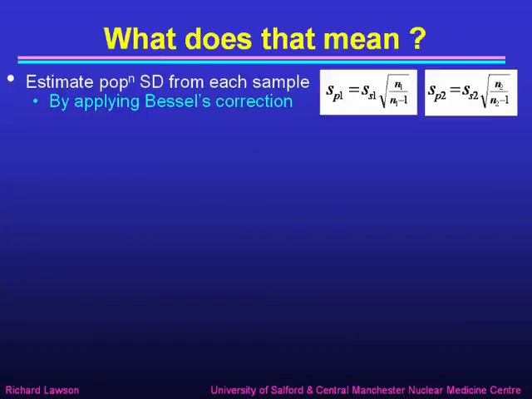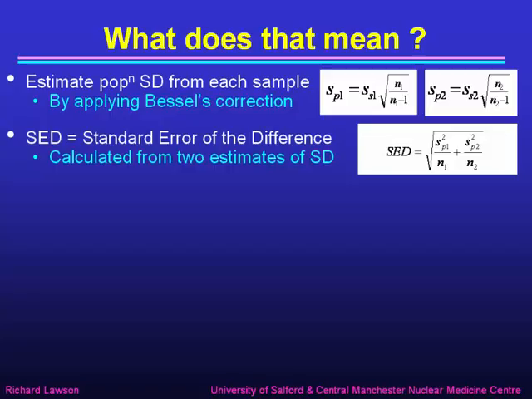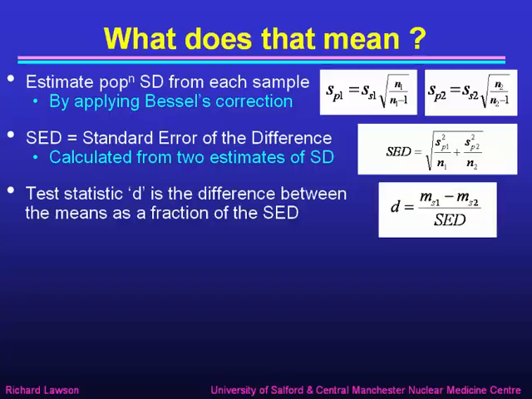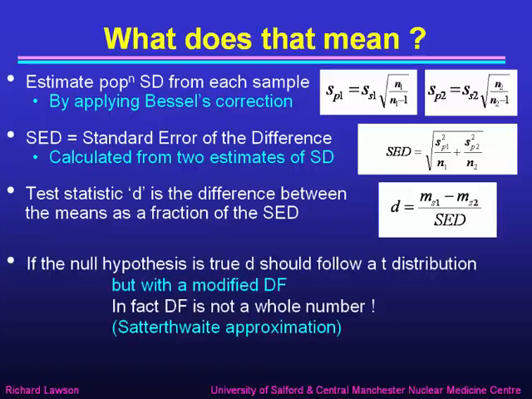If we want to break it down, then we start as before by applying the Bessel correction to the sample standard deviation to get an estimate of the population standard deviation. Then we calculate the standard error of the difference from the two estimated standard deviations by taking the population 1 standard deviation squared over n1 plus the population 2 standard deviation squared over n2 and take the square root of that. Then the test statistic D is the difference between the means as a fraction of that standard error of the difference. If the null hypothesis is true, then D should follow the t distribution.